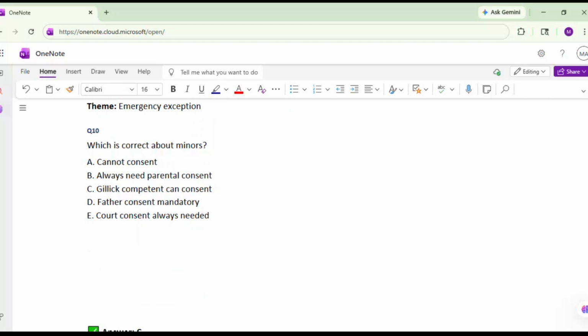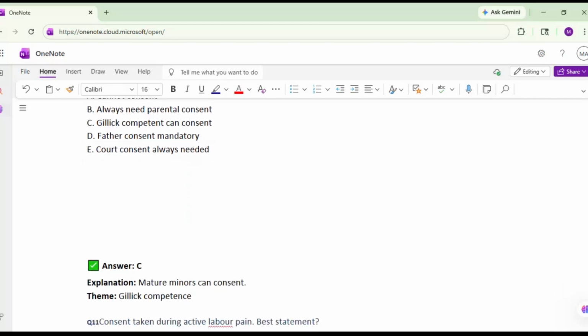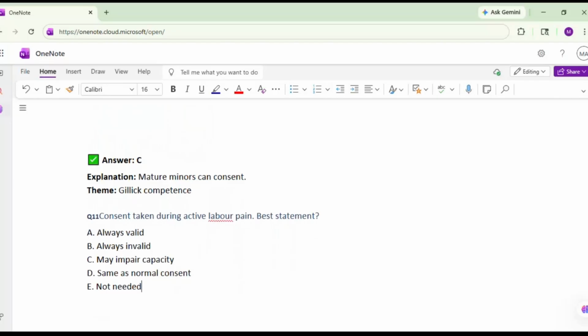Next. Which is correct about minors? A. Cannot consent, always need parent consent; Gillick competent can consent; father consent mandatory; court consent always needed. Minor age has not been given in this situation. So a minor will be considered below 16 here. Gillick competent can consent. C should be the answer. Yes, a mature minor can consent.